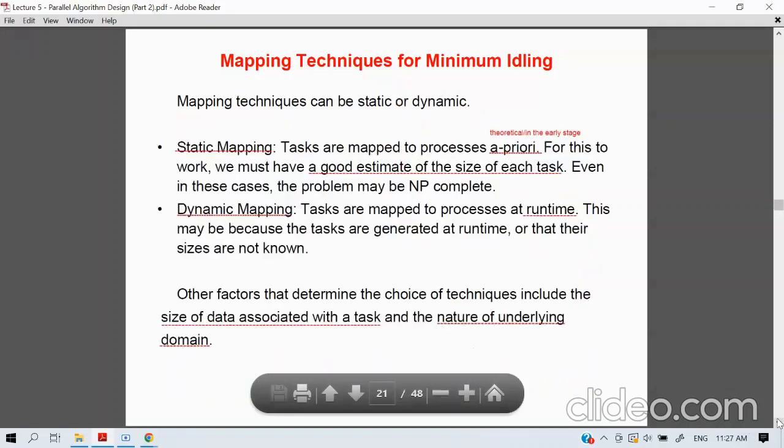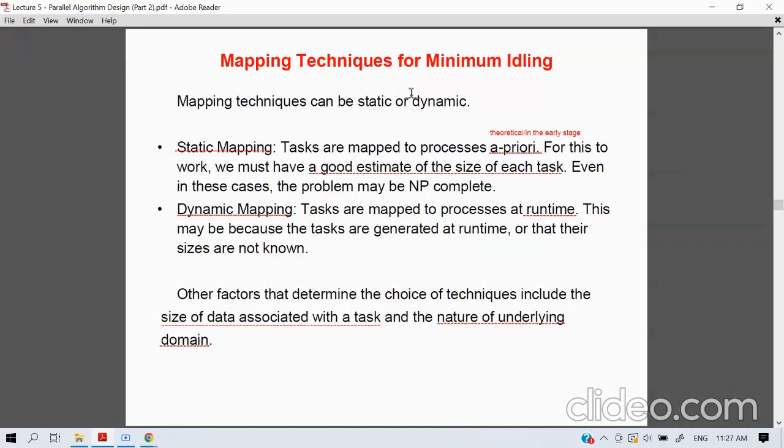Okay. Next one. So to map the task, and to ensure we can minimize the idle, there are 2 techniques for mapping. First one is called static and second one is dynamic. So what is meant by static mapping? The tasks are mapped to a process in the early stage. So we know that there is a dependency between the tasks. That one we call static mapping.